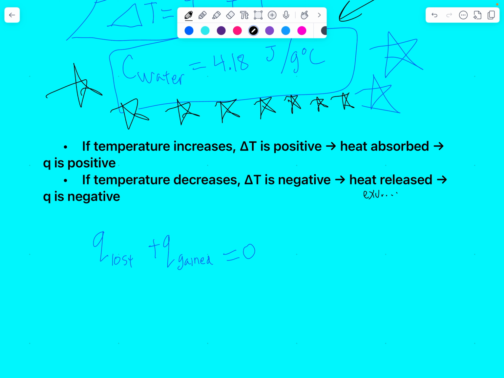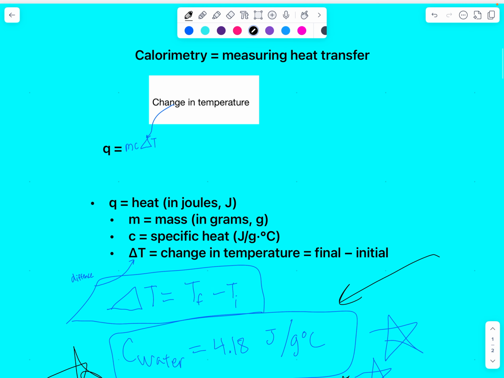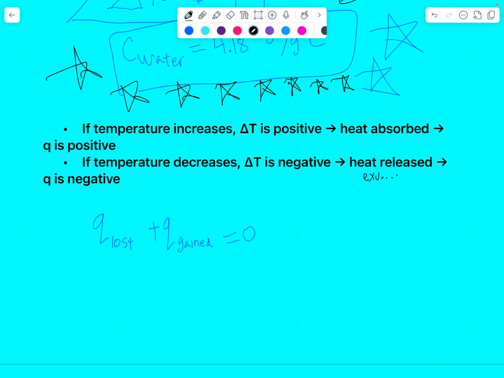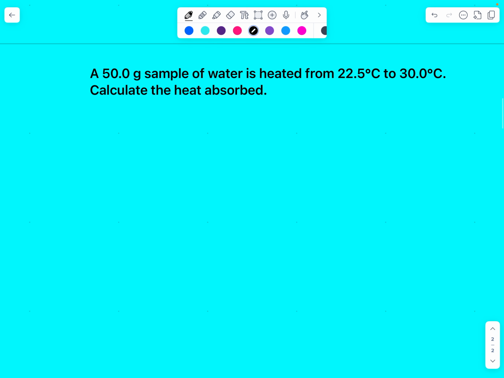Here's another thing you need to know before we do this. Q lost plus Q gained equals 0, where Q is heat. When two substances interact, one loses heat, the other gains heat. The total heat change always adds up to 0. Let's check this out on a practice problem.